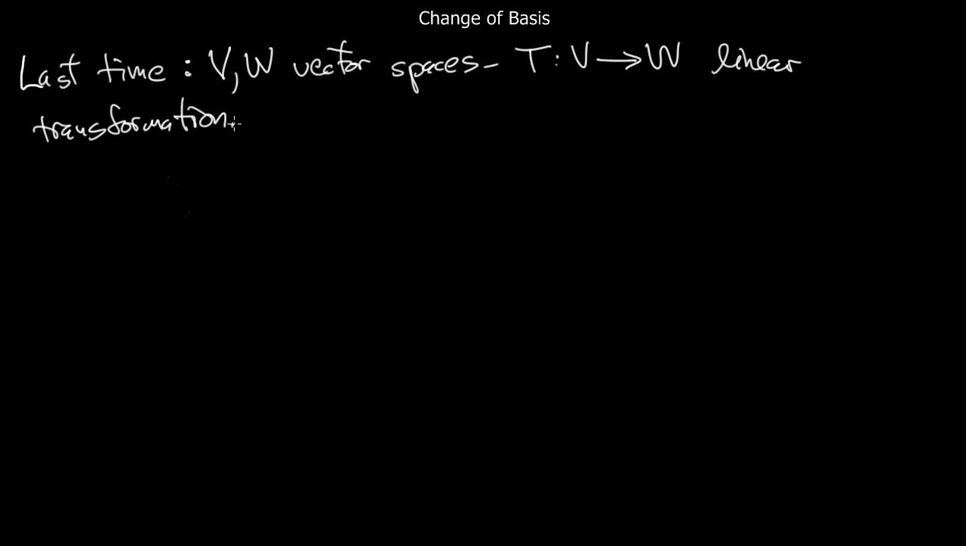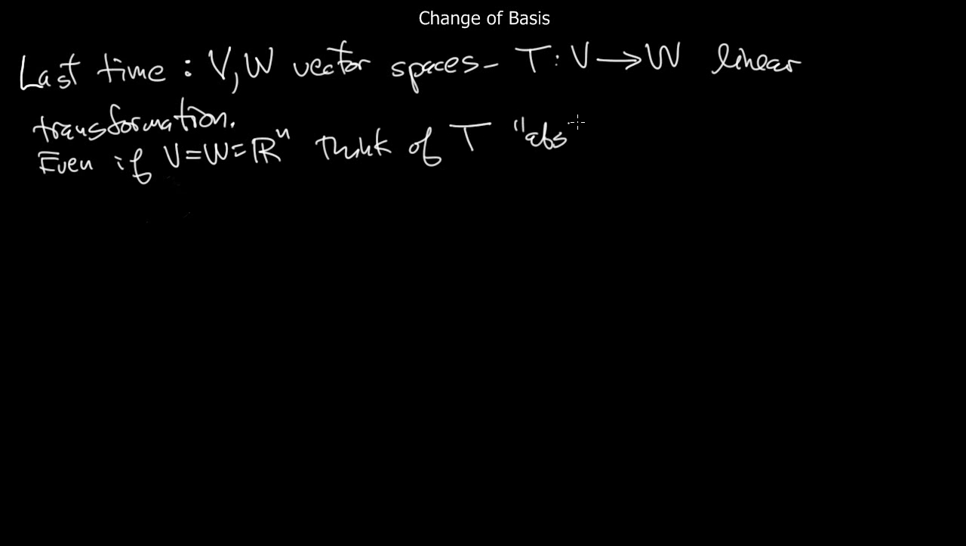And what I'd like you to do is, even in the case when V and W are both Rn, a very familiar situation, try and think of a linear transformation abstractly, not as a matrix, but just as some linear transformation from V to W. Maybe it's not given by a matrix, it's described in some other way. It's some abstract thing. It's not a matrix, it's a linear transformation.